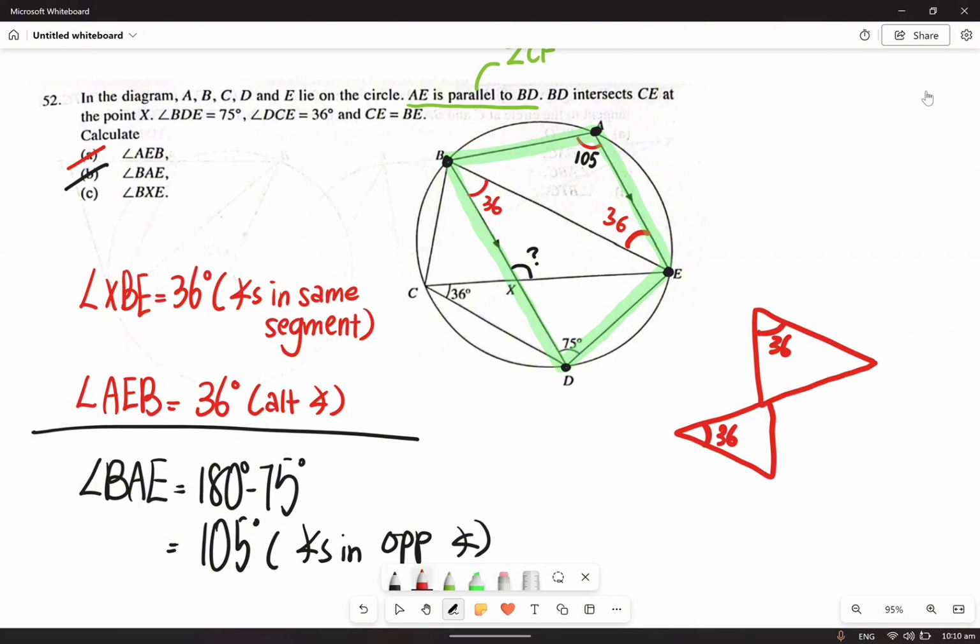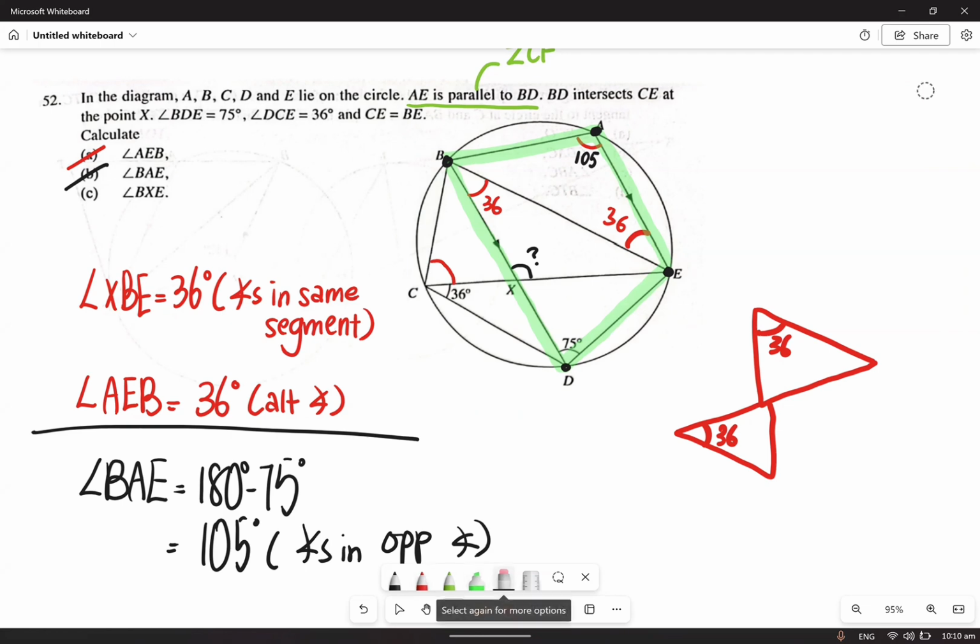What can you find first? Is there anything that you can find? Shall we go back to angles in the same segment? Do you see another butterfly? I saw another butterfly. Can you all see another butterfly? This one over here. True.